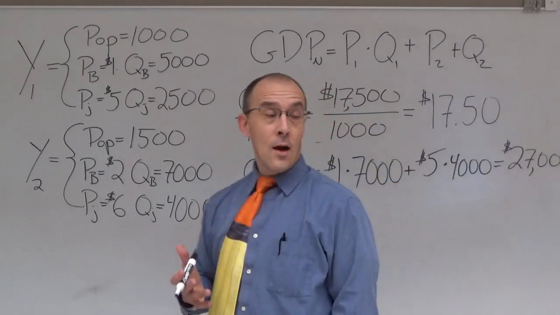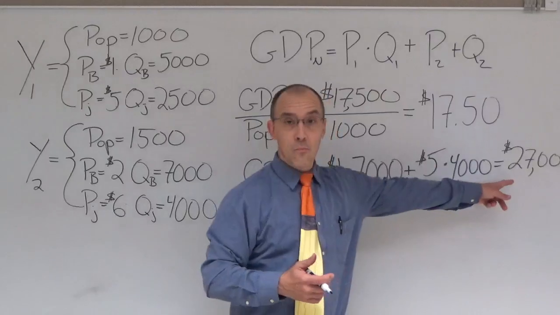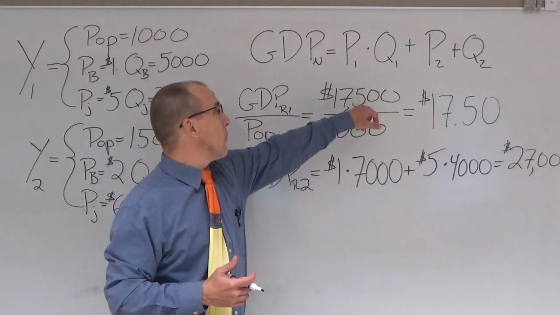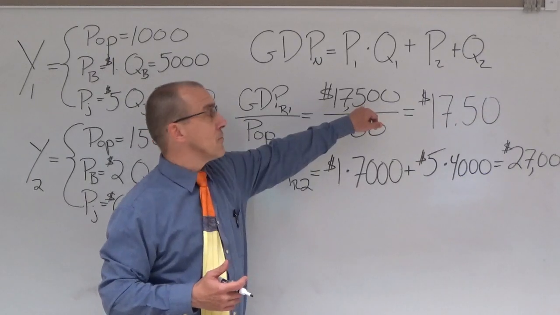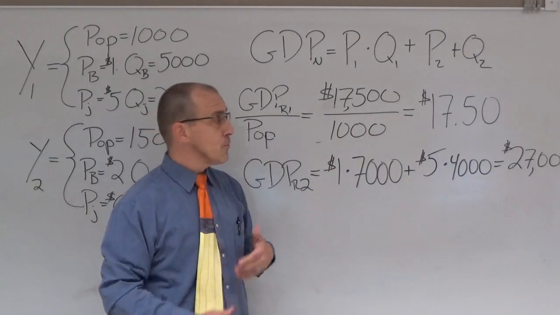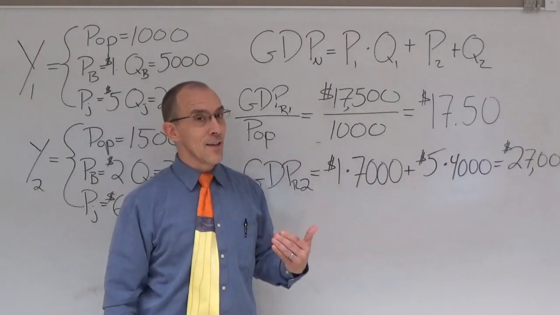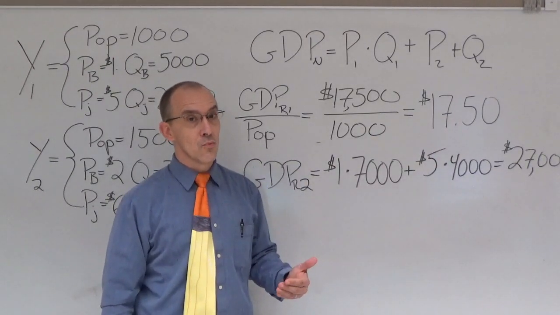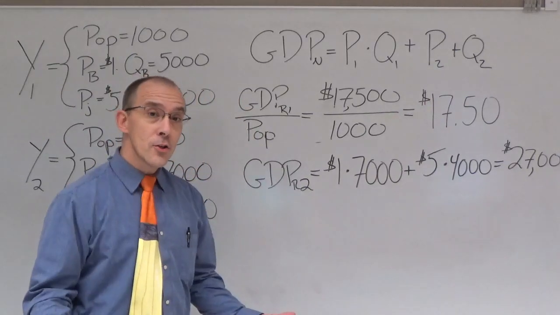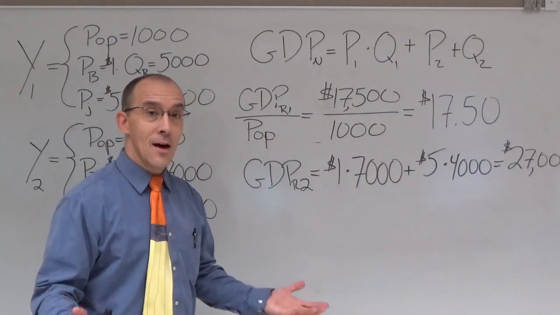27,000. Now, note, this is still good. This is much better than the GDP real of year 1, by $950. But it's nowhere near as high as the 38,000 originally calculated with the nominal GDP. But how are we doing in terms of actually people's lives?